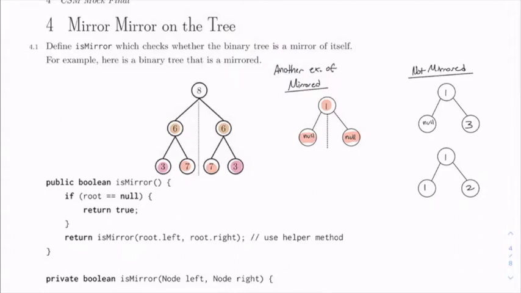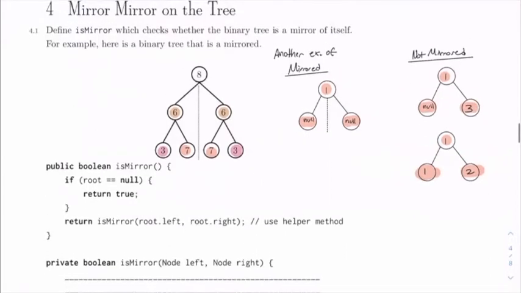Some examples of not mirrored trees are here. And in these cases, you can see that one child has a different value from the other child. So in this first one, the left child is null and the right child is 3. In this second one, the left child is 1 and the right child is 2.